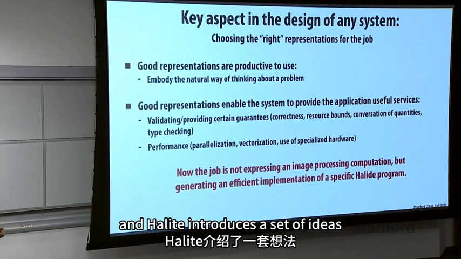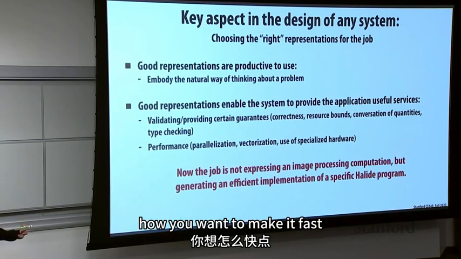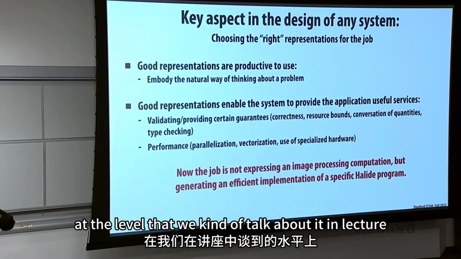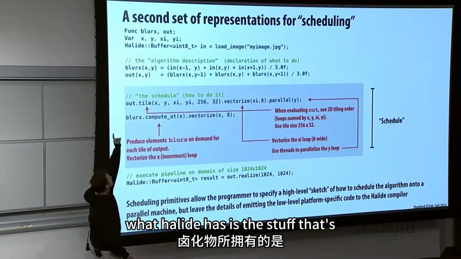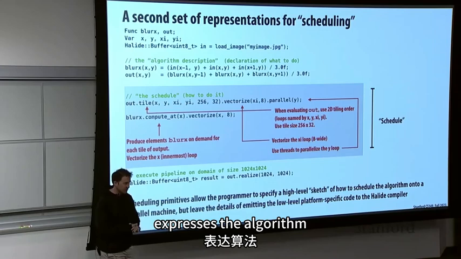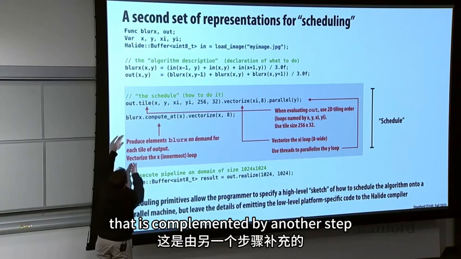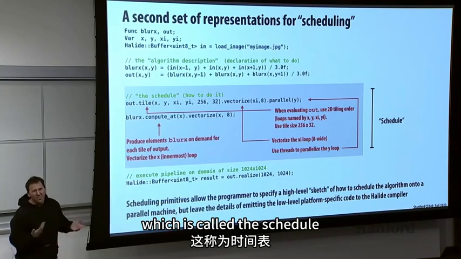And Halide introduces a set of ideas that allow you to describe how you want to make it fast at the level that we talk about it in lecture. Okay, so what Halide has is, the stuff that's in the white background is the Halide program that expresses what to compute, like expresses the algorithm, and that is complemented by another set of programming primitives, which I'm not going to explain just yet, which is called the schedule.